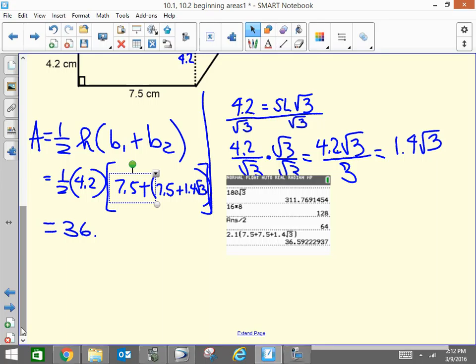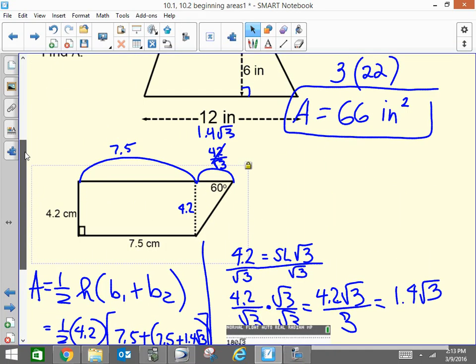7.5 plus 7.5 plus 1.4 radical 3. I don't know how you're getting 20 something. Because there's one here for the one base. And the other base is another 7.5. Can you like add another? Well, I did. I thought my calculator would do it. Okay, you got it.